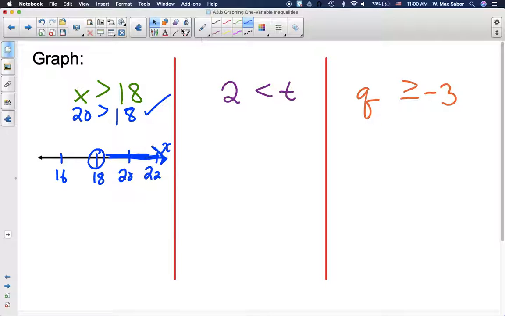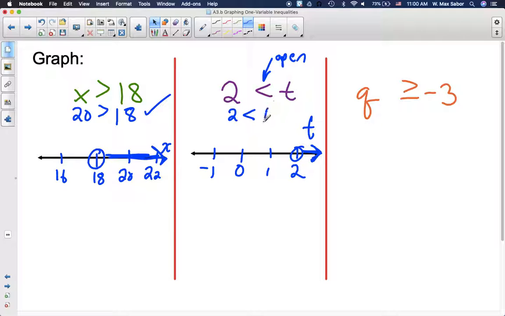2 is less than t. So let's go by ones. -1, 0, 1, 2. This makes it open. And t is the larger piece here. If I put in 2 is less than 1, that's a false statement. So we know that this side isn't shaded and the other side is.